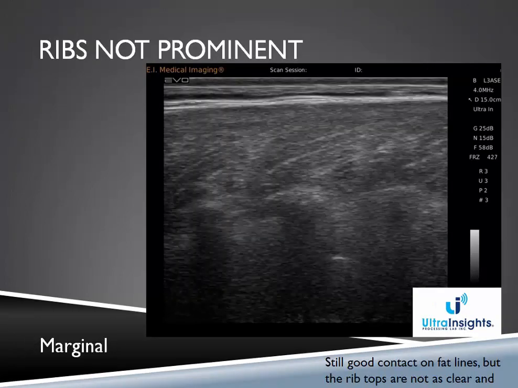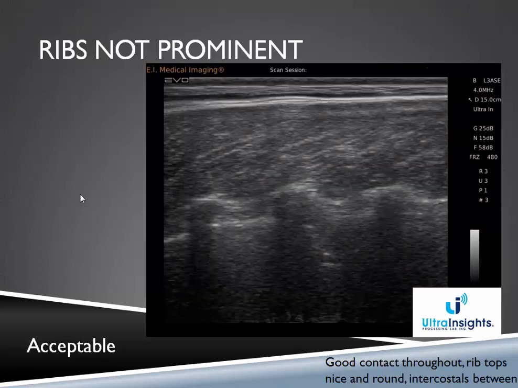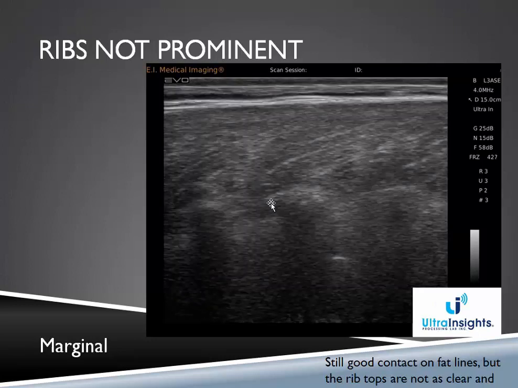Okay, so what I want you to see, this is the same animal. This is a canned image. So we have a good image, and we can see the rib tops are rounded and fairly crisp. And here we have an image where we can kind of tell where this 13th rib is supposed to be, and kind of tell where the 11th and make out the 12th, but the rib tops are not very crisp, right? So this is going to be considered marginal because the rib tops aren't crisp.